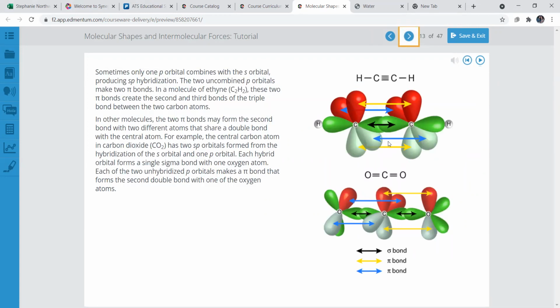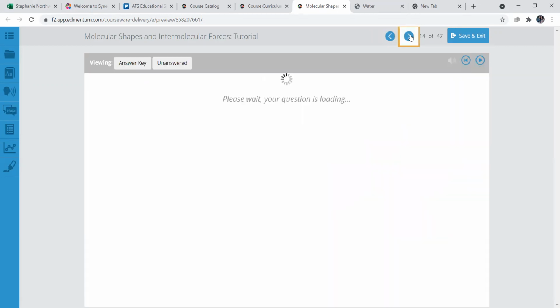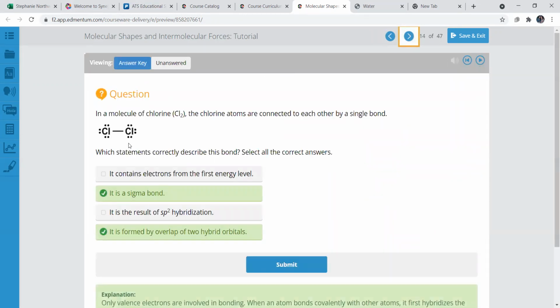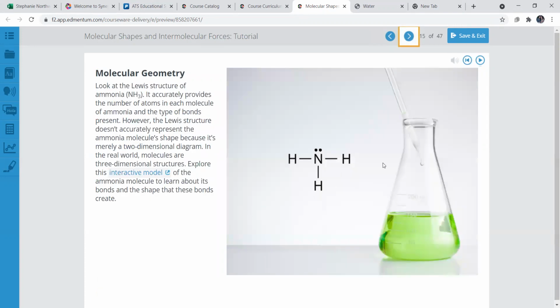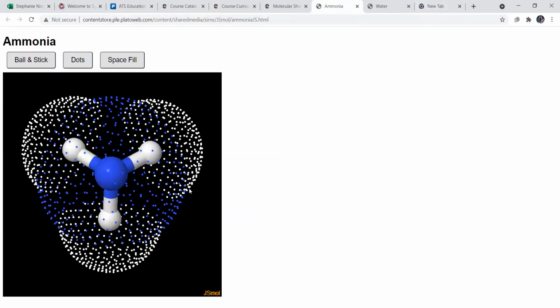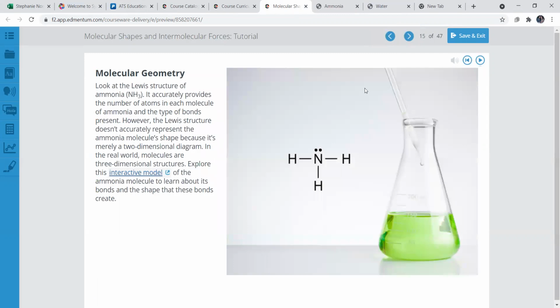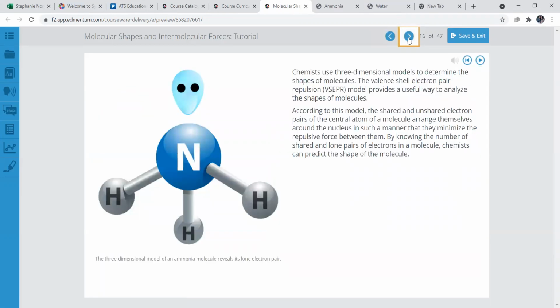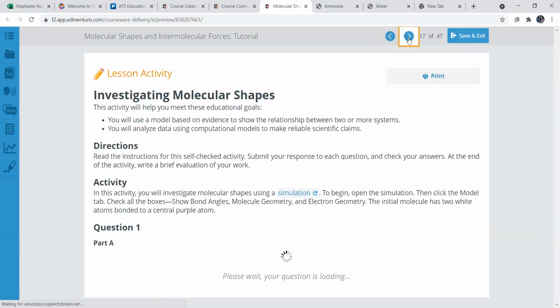All right, so again, here are some compounds, how they're bonded together. We have the electron dot model. So these also show the electrons in the outermost shell. This is called a sigma bond, formed by an overlap of two hybrid orbitals. All right, so this will give you an interactive model and show some more examples for you. Here's ammonia and what the ammonia molecule looks like. All right, so let's go ahead and look at some more.